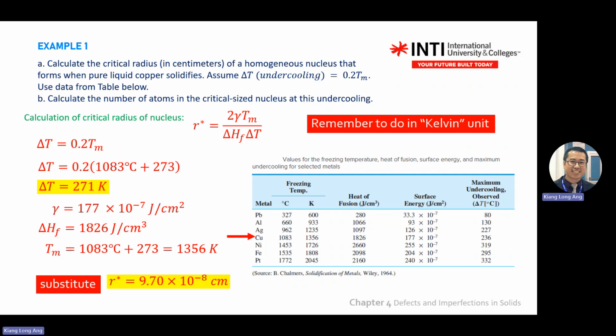Okay. So this is a very direct question. Important is to memorize the equation. So again, there are only two equations for critical radius: 2 gamma divided by delta G V, or 2 gamma Tm divided by delta HF delta T. And this is a very popular table for your assessment.